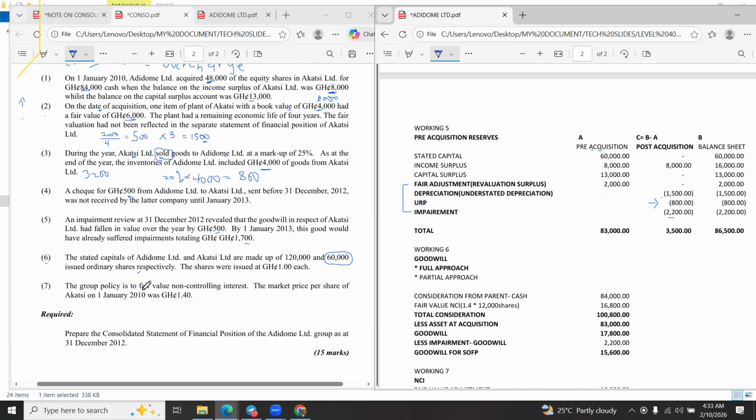So when we have done discussing point 6 and point 7, the rest is for us to go ahead and do all the workings that are left in the question. Now, the first one is to consider goodwill. Goodwill must start with a consideration.